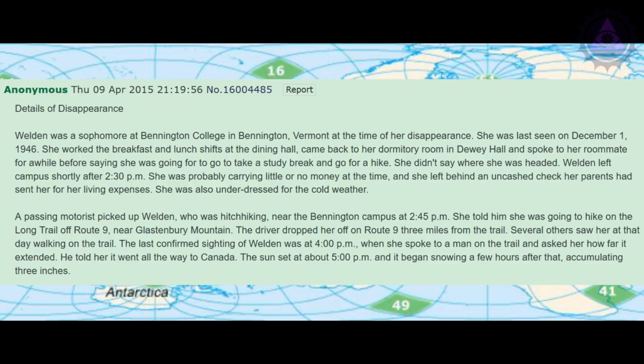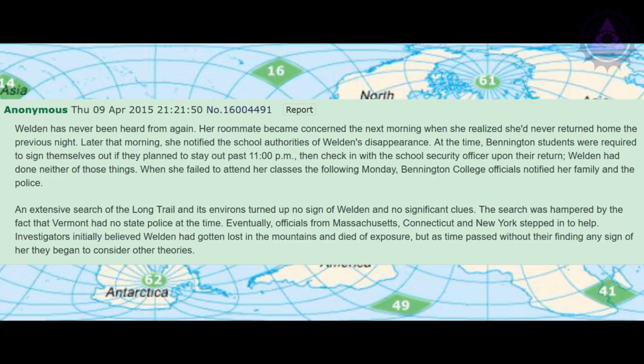The last confirmed sighting of Welden was at 4 p.m., when she spoke to a man on the trail and asked him how far it extended. He told her it went all the way to Canada. The sun set at about 5 p.m., and it began snowing a few hours after that, accumulating 3 inches. Welden has never been heard from again.